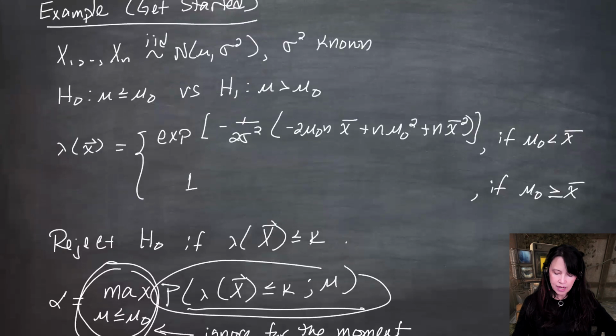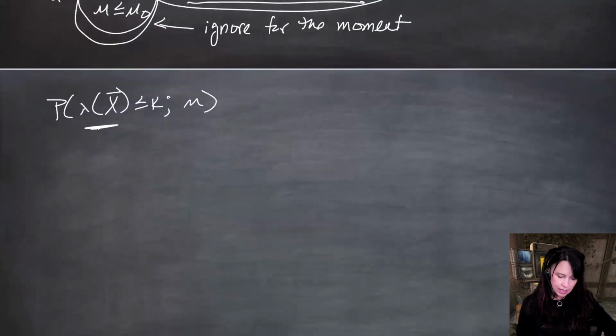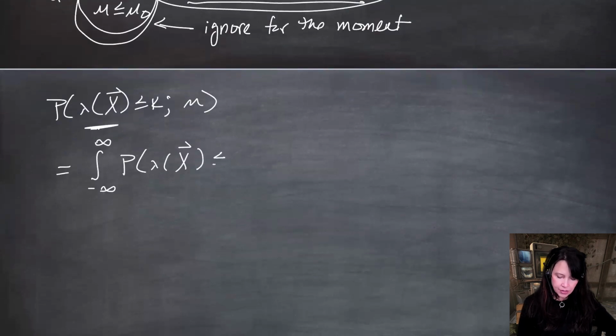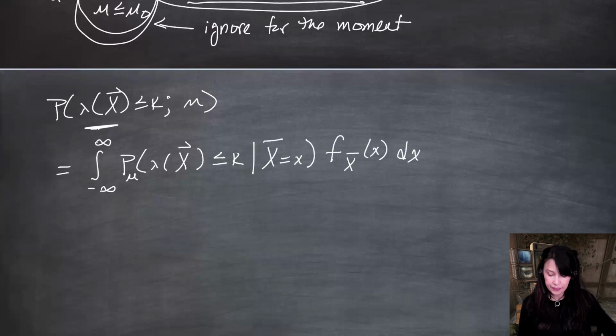But x bar is either greater than mu naught or less than or equal to mu naught. So I could write this as the integral from minus infinity to infinity of the probability that lambda of x, and this is still capital, is less than or equal to k when the parameter is mu, given the conditional statement that x bar equals some value. You can call it little x bar, I'm just going to call it little x, a one-dimensional thing, times the PDF for x bar at little x.